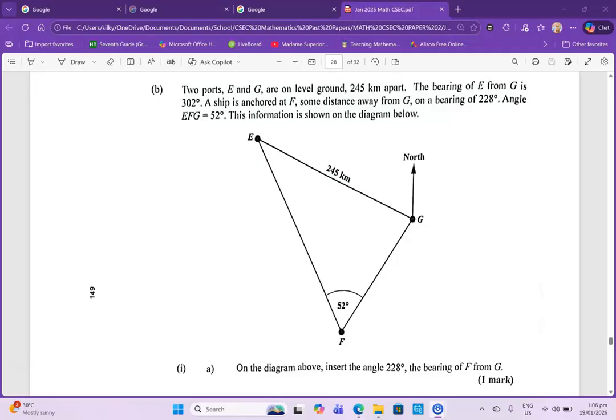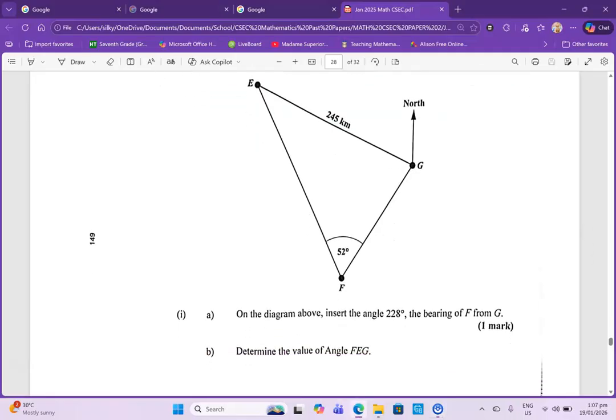So I'm on January 2025, question 9 part B, which is on trigonometry, specifically bearings. So we have a diagram showing two ports E and G on level ground 245 kilometers apart. The bearing of E from G is 302 degrees. A ship is anchored at F some distance away from G on a bearing of 228 degrees. Angle EFG is 52 degrees.